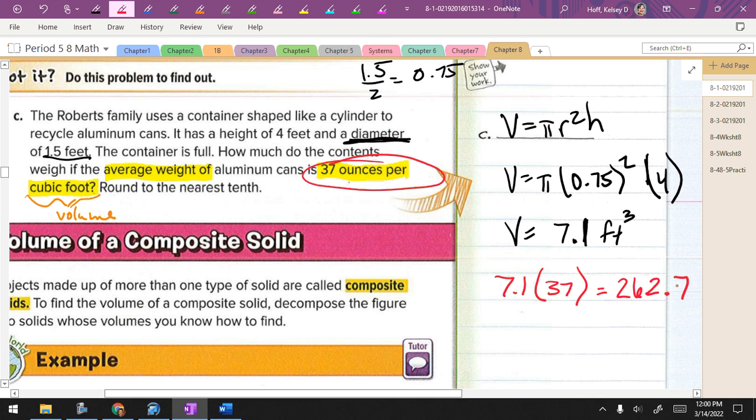What's the label on this now? Ounces. Very good. OZ is the shortcut for ounces. And we only have to do that because it's asking us for the weight. We can only calculate the weight based on the conversion.